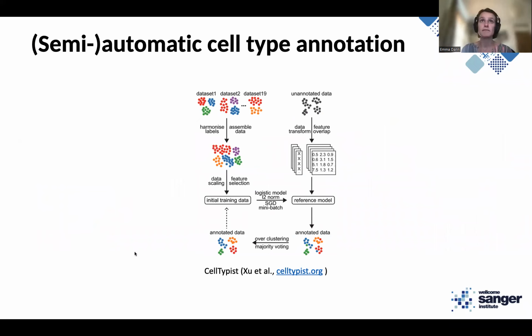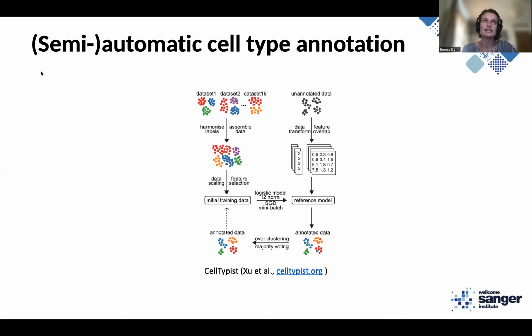Here I'm showing one example which came out from our group. This was a project led, and still led, by Chuan Hu. The idea here is that we take a lot of data sets that have been labeled by experts before, we harmonize these data sets together, and we use them as training data for a logistic regression model that we can then apply to unannotated data to get a first-pass prediction of which cell type each cell belongs to.